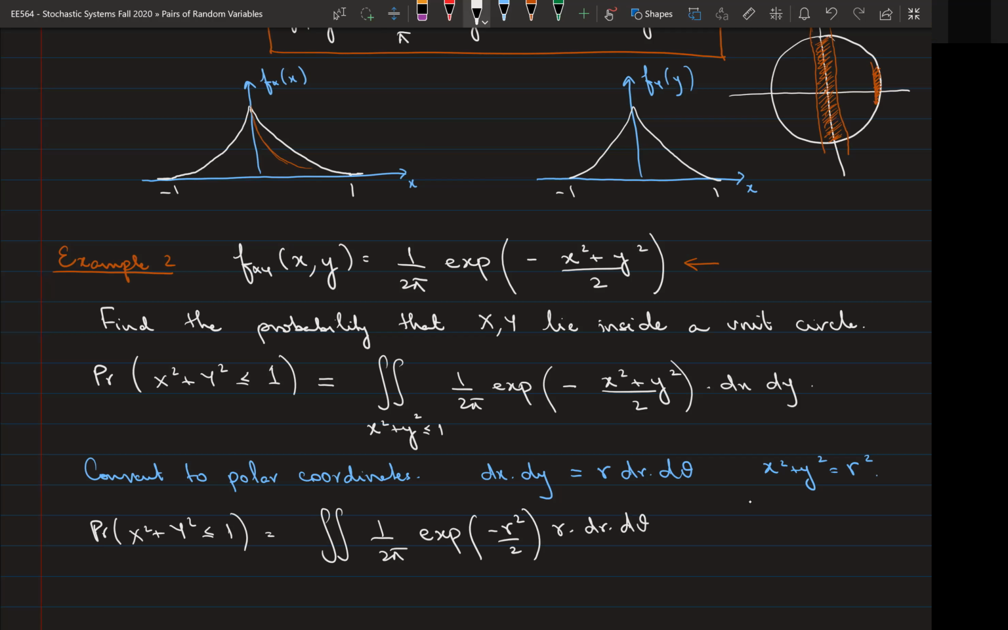Sir, 0 to 2 pi. The angle goes from 0 to 2 pi. What about the radius? 0 to 1. 0 to 1. Okay. So how do I integrate this?